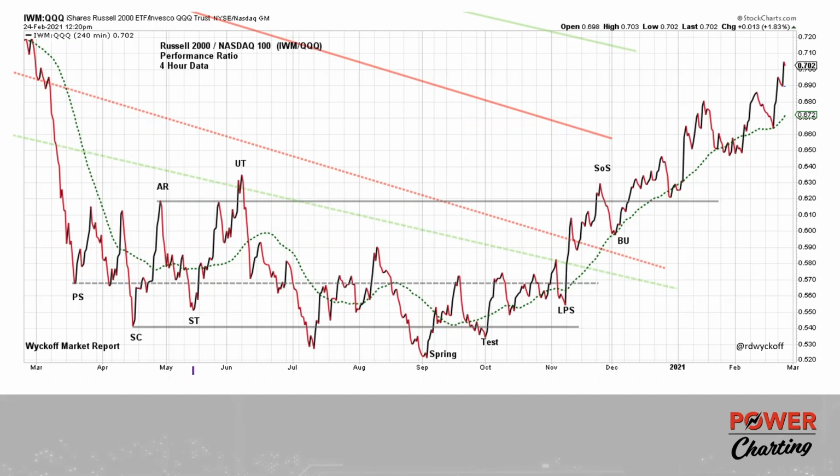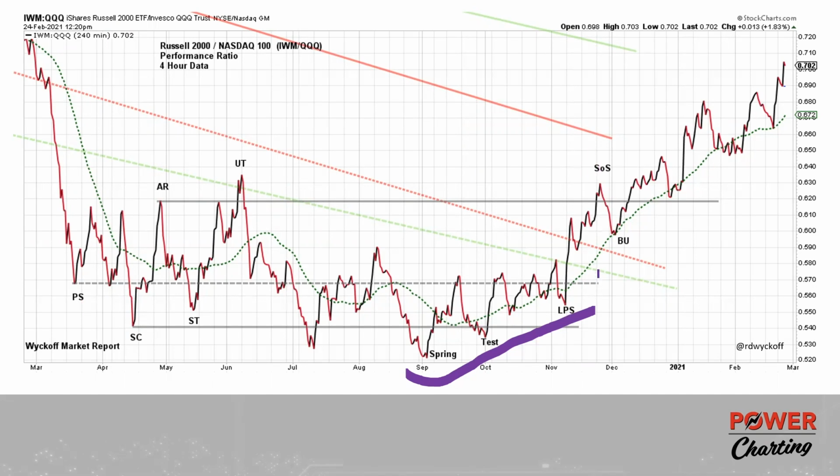Look at this beautiful base. Now, I've shown this here in power charting before. Actually, I started to profile this back in this area, and you can see that you had a spring, a beautiful test of the spring, a last point of support, a really good sign of strength, and the backup.